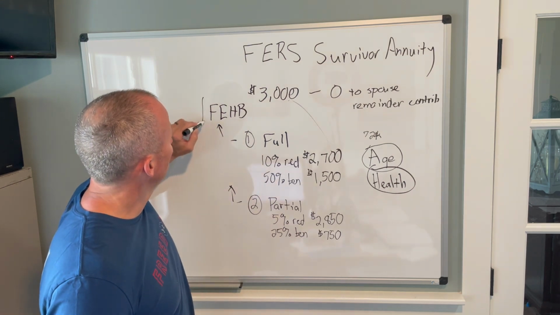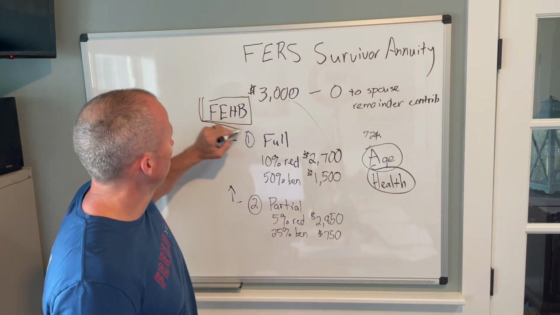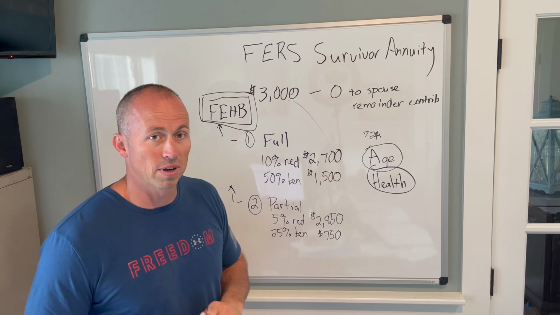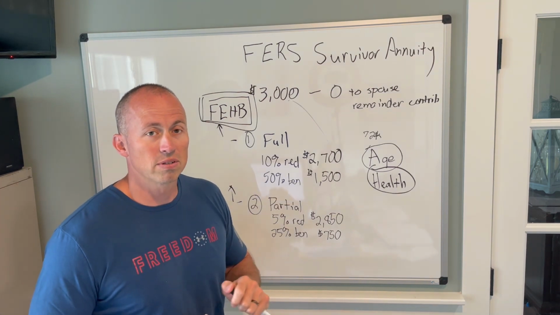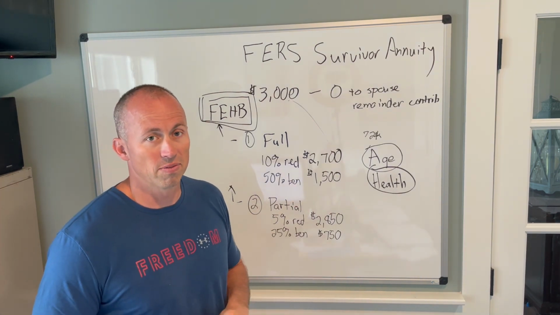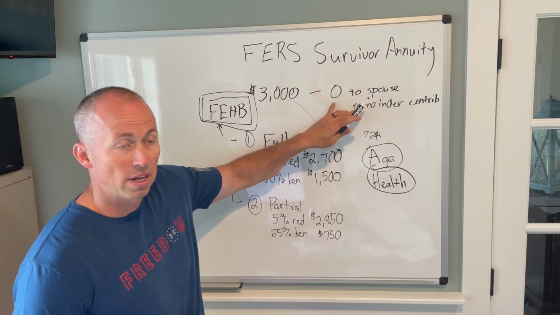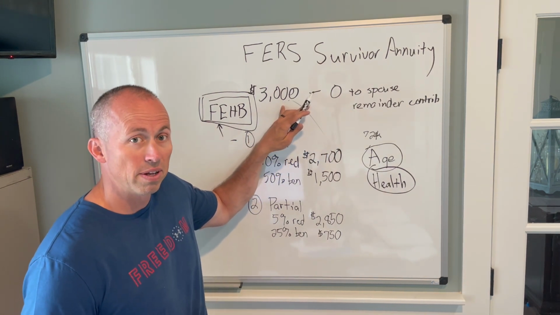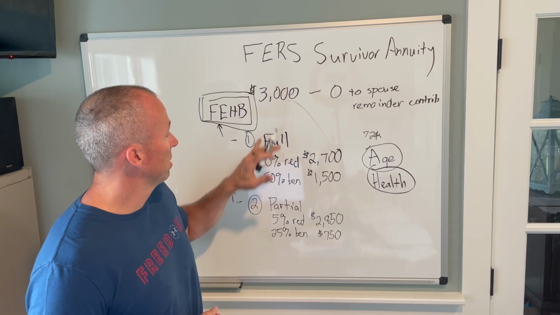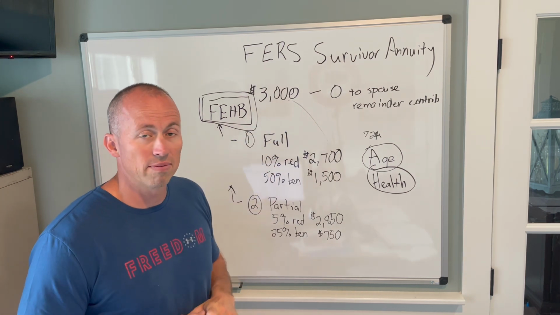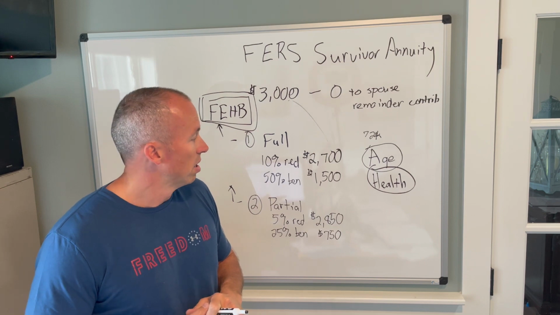This is one huge thing here you have to keep in mind and cannot forget, okay? If your spouse is dependent on your federal health benefits, you cannot just say, I'm not going to take a reduction, I'm going to take the full benefit, because then at your death, your spouse does not have access to your FEHB.